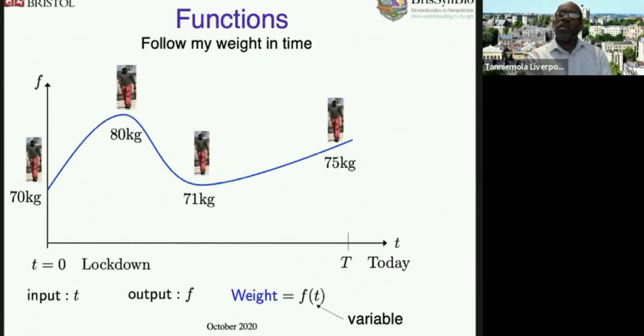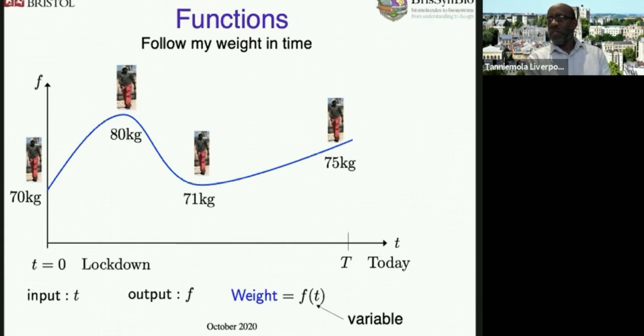Now, let's consider what's happened to my weight since the beginning of lockdown. So let's say time, t equals 0. That's the lockdown, end of March. I had some weight. I stayed home. Didn't do much, so my weight went up. Noticed that my weight went up. Started doing some exercise to keep myself fit.